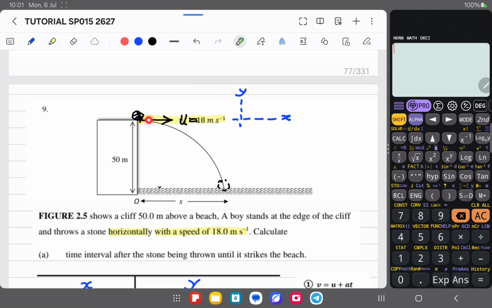So figure 2.5 shows a cliff 50 meters above the beach. A boy standing at the edge of the cliff throws a stone horizontally with a speed of 18 meters per second. We need to calculate the time interval after the stone is thrown until it strikes the beach. So we want to find the time.